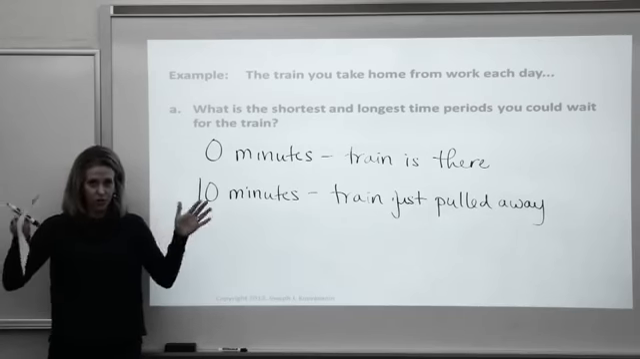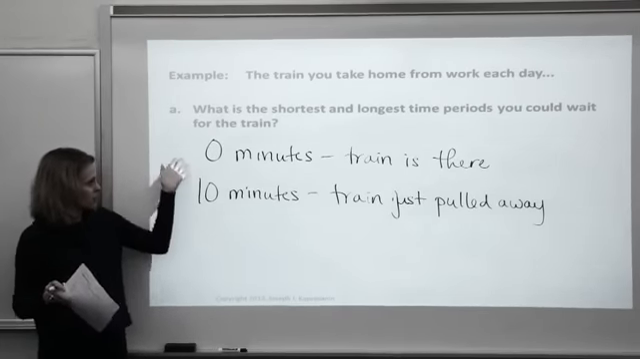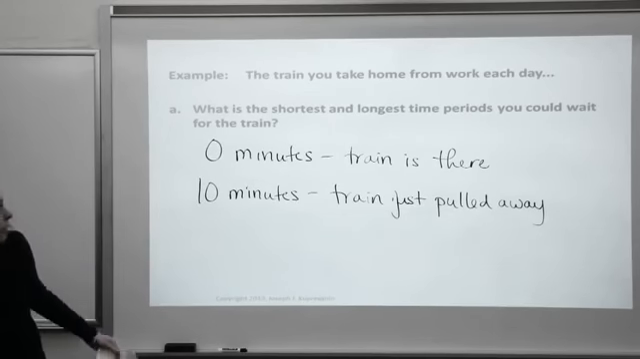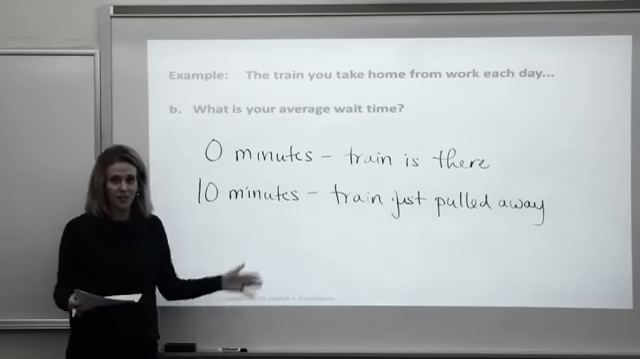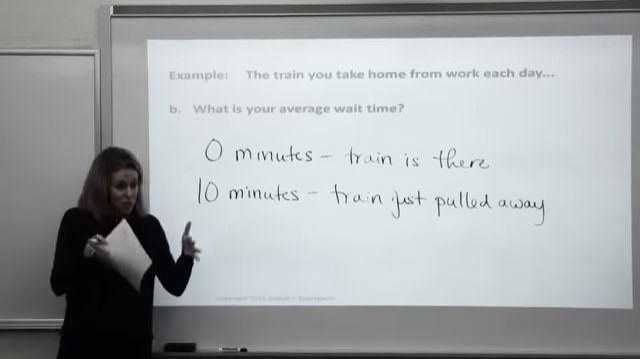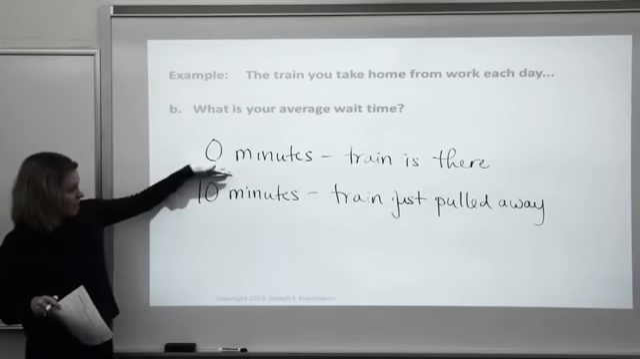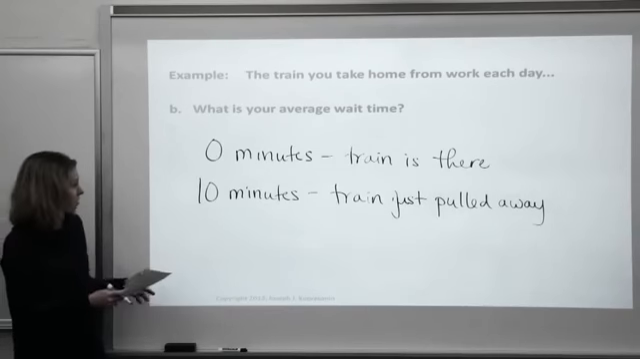And so as long as that train is like clockwork there every 10 minutes, you're going to wait somewhere between 0 and 10 minutes, those being the extremes. Okay, how about on average? How long are you going to wait? If those are the extremes and you're equally likely to wait any time within that range, it sort of makes sense that the average is going to be the value right in the middle of those, which would be 5 minutes.